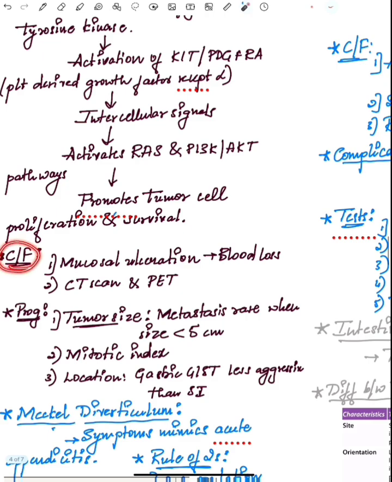Now coming to clinical features. The clinical features are mucosal ulceration. In mucosal ulceration, we can see there is blood loss, and CT scan and PET scan can be done. Now coming to prognosis, the prognosis depends on three factors, that is tumor size. Metastasis rarely occurs when the size is less than 5 cm. It may be mitotic index or location. Gastric GIST is less aggressive than small intestine GIST.